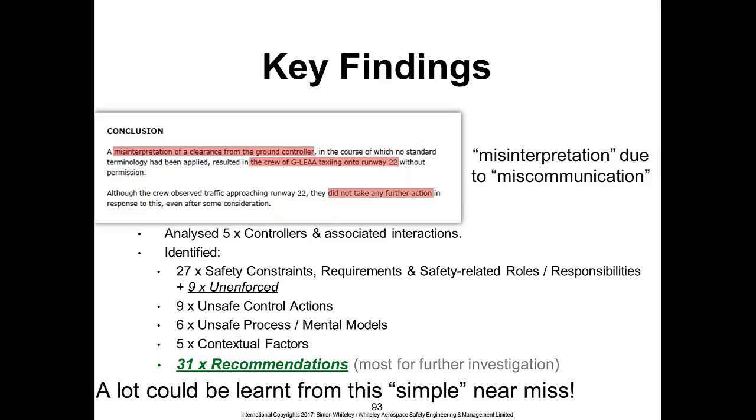So as you saw, I analysed 5 controllers and associated interactions. I identified 27 safety constraints. 9 of those were unenforced, and so clearly the control structure needs to be reconsidered and redesigned. Then 9 unsafe control actions, 6 unsafe process mental models, 5 contextual factors, and then 31 recommendations, which, as I said, mostly were for further investigation.